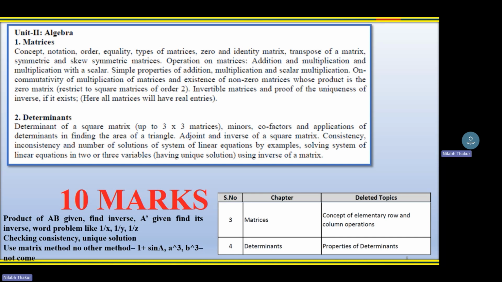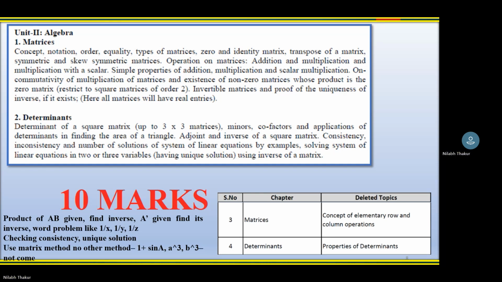When the product is given, you will not be asked a question like A is given, B is given, you have to find the inverse. You will be given the product. The same question has already been discussed in the NCERT textbook example. So you have to find the inverse, but not using the elementary row transformation. Simply A inverse equals adjoint A upon determinant A, like that.